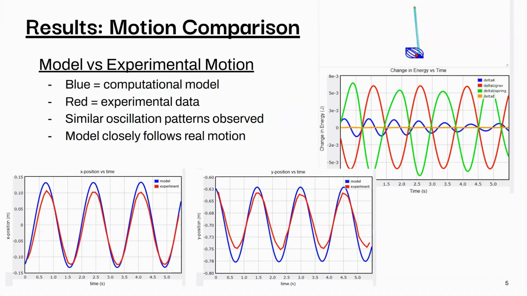The slide shows the comparison between the computational model and the experimental motion. The blue curve represents the computational model, and the red curve represents the experimental data observed from Tracker. The two sets of data show very similar oscillation patterns in both the x and y directions. The peaks and troughs occur at approximately the same times, and the shapes of the curves are very similar. This indicates that the computational model accurately represents the behavior of the real system. Any small differences between the model and the experimental data are likely due to measurement uncertainty and simplifications in the model.